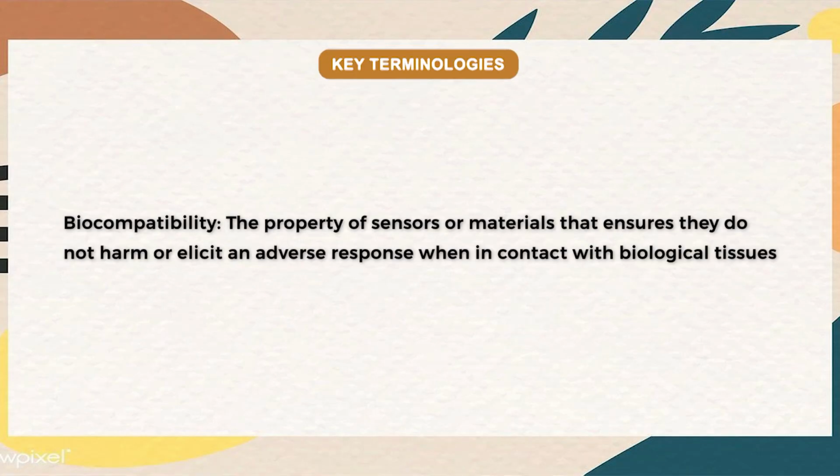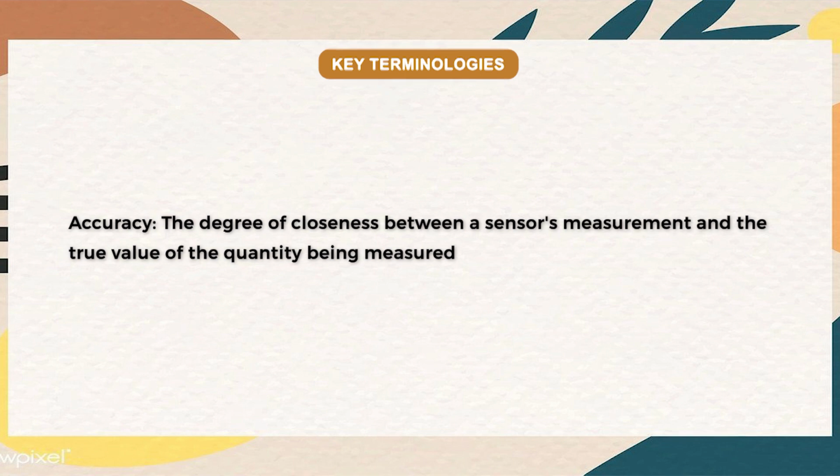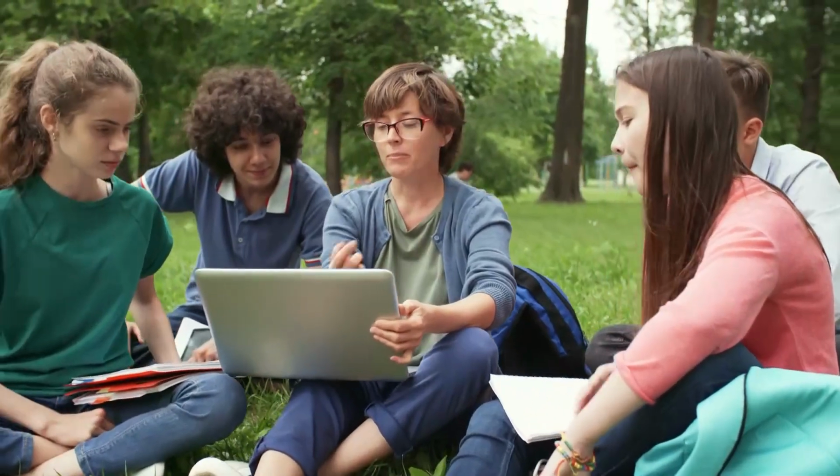Biocompatibility: the property of sensors or materials that ensures they do not harm or elicit an adverse response when in contact with biological tissues. Accuracy: the degree of closeness between a sensor's measurement and the true value of the quantity being measured. Understanding these fundamental concepts and terminologies is essential for students to grasp the principles of biomedical instrumentation and sensors, enabling them to design, operate and troubleshoot these critical devices effectively.